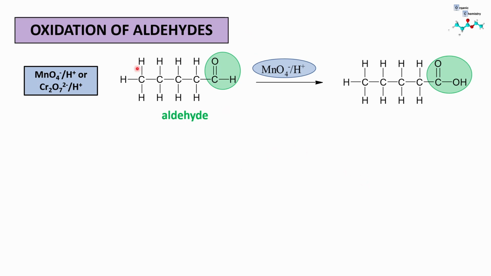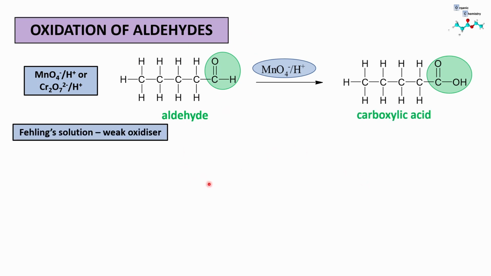Also, aldehydes can actually be oxidized by weaker oxidizing agents. So permanganate and dichromate are very good at oxidizing things, but there are 2 other solutions that we need to be aware of. Fehling's solution is said to be a weak oxidizer, and that means it will oxidize an aldehyde to a carboxylic acid, but it is not strong enough to oxidize a primary alcohol to an aldehyde, or a secondary alcohol to a ketone.